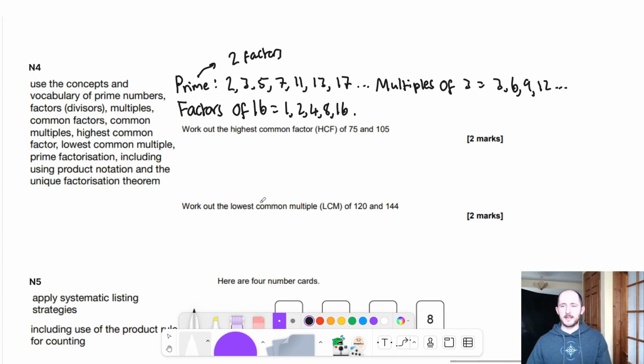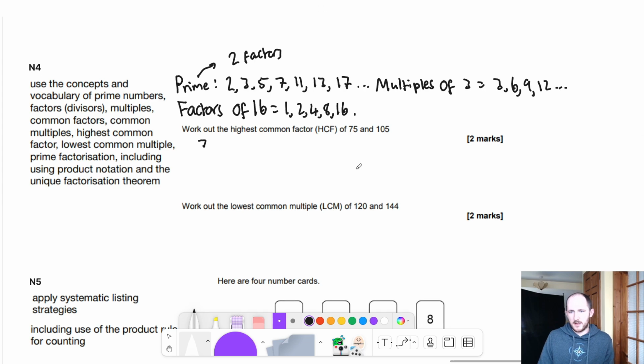Now with the highest common factor, what we have to do is something called prime factorization. Now that sounds really fancy, but it's just a factor tree. So we're going to do factor trees for 75 and 105. Now again, in questions, generally speaking, they'll say, write 75 as a product of its prime factors, and you'll do a factor tree. And then they'll say, for part B, find the highest common factor of 75 and 105. You have to do the same thing.